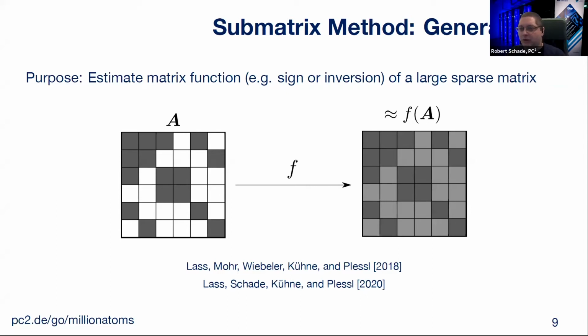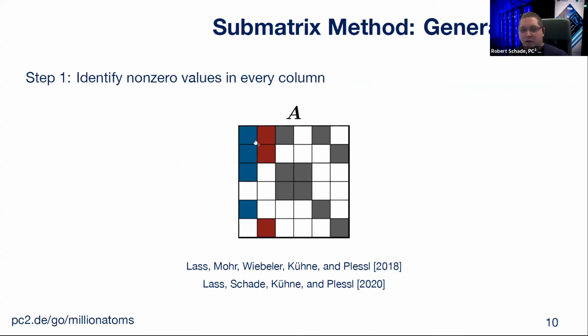In the next few slides, I would like to outline the general idea of the submatrix method and then come to some results. The underlying idea is that we want to estimate a matrix function, like a sign function or matrix inversion, for a large sparse matrix. So we have a sparse matrix A, where the gray fields mean fields with non-zero entries and white ones with zero entries. And we want to approximate some matrix sign function of that. The first step of the submatrix method is to proceed column-wise. So we first look in the first column and identify all non-zero values. That would be the first, second, third, and fifth row here. Similarly, for the second column, that would be the first, second, and the last row.